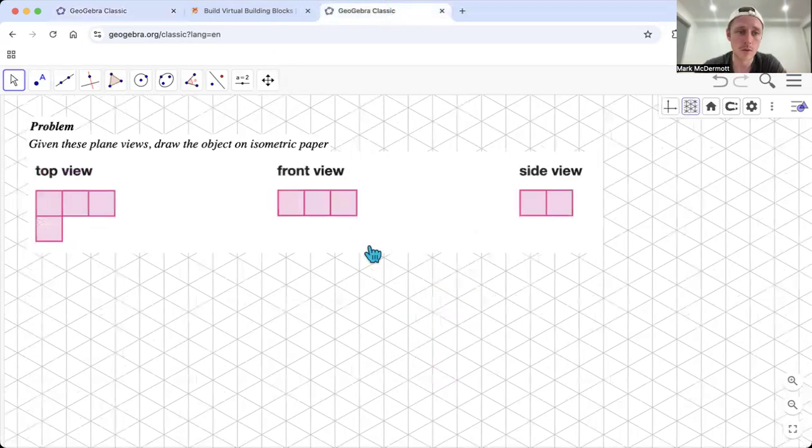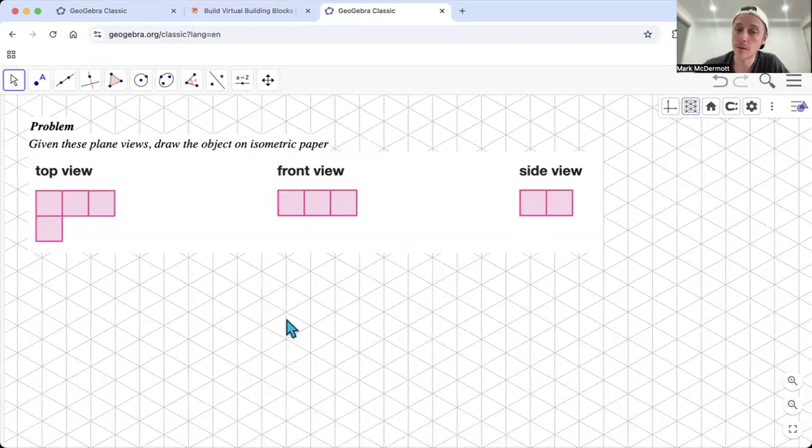Here's a problem for you to practice. Given these plane views, draw the object on isometric paper. That's the top view, that's the front view, and that's the side view. Again, the heavy lifting here is the visualization for it. So what would the visualization look like? And yeah, good luck. I will talk to you soon.